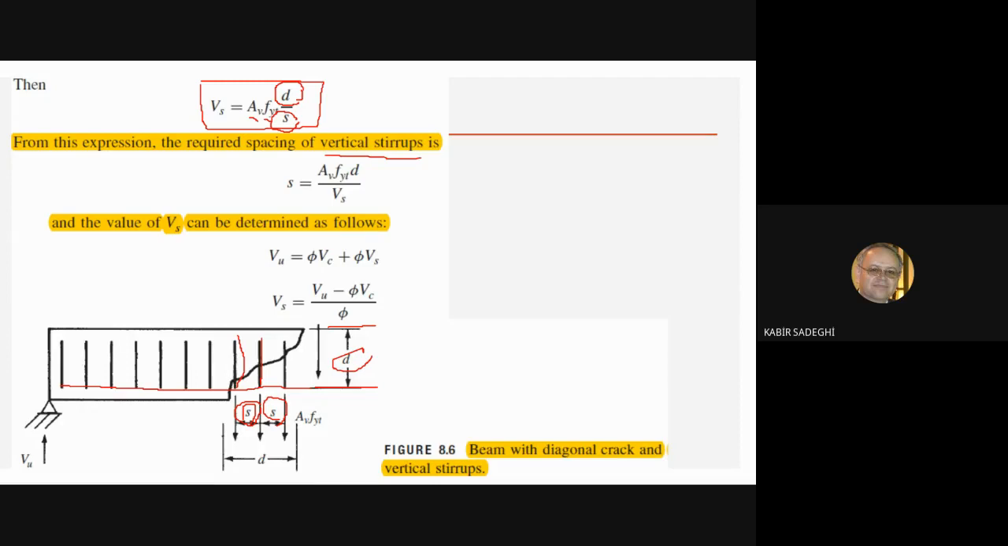Therefore, for vertical stirrup, use this one for Vs. If we solve for s from this formula, we find a direct formula with which we can directly find the spacing between the stirrups.